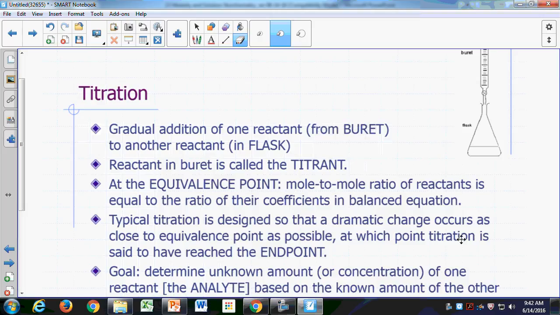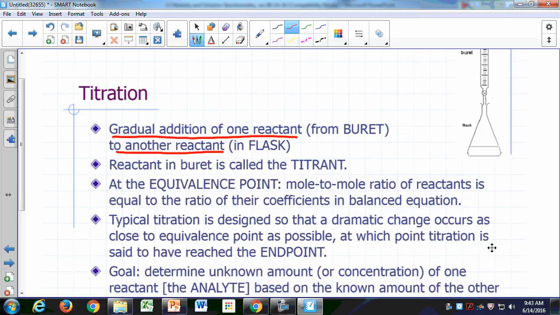A titration is a common laboratory procedure where we gradually add one reactant to another reactant. And the typical setup looks something like this. You have one reactant that you dispense with what's called a burette. Okay, so you add it drop-wise into the other reactant, which would be put in what's called a flask. The reactant in the burette, the reactant that you add gradually, is called the titrant.